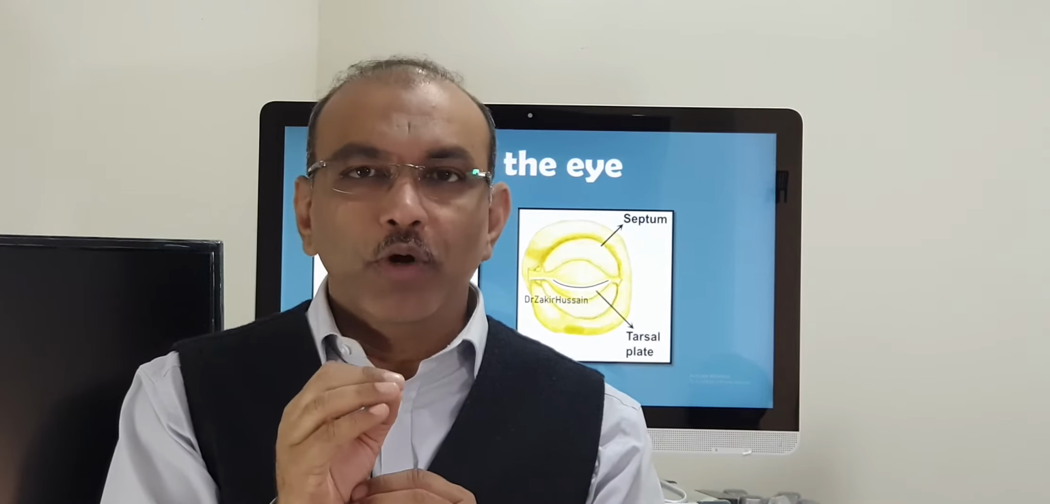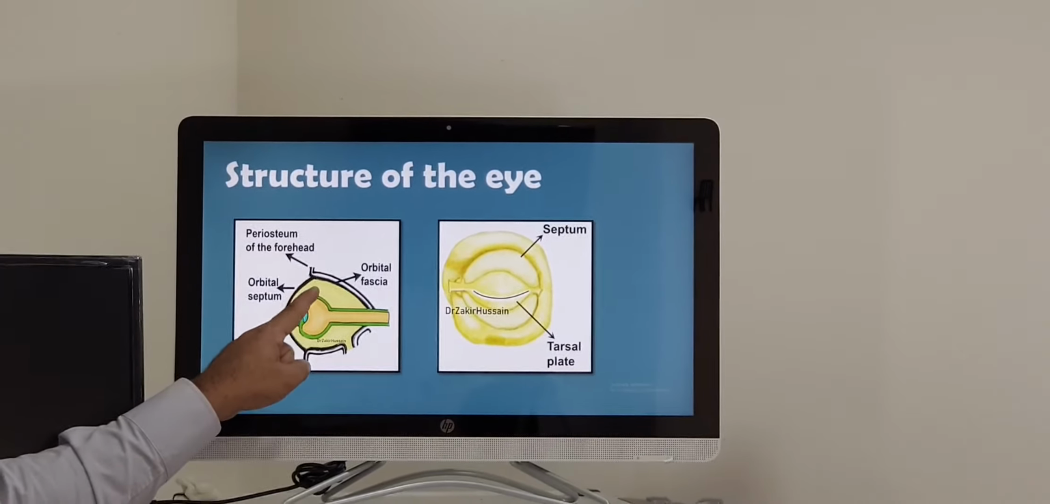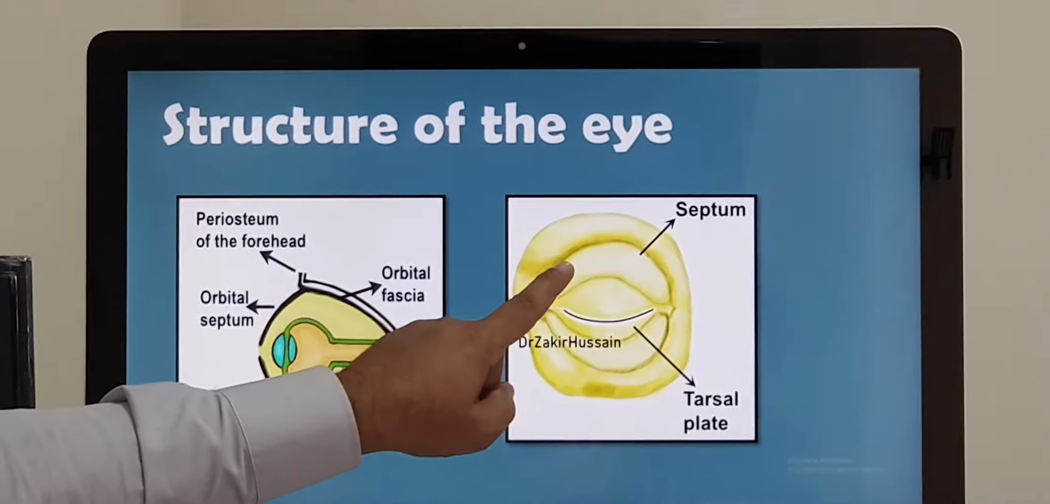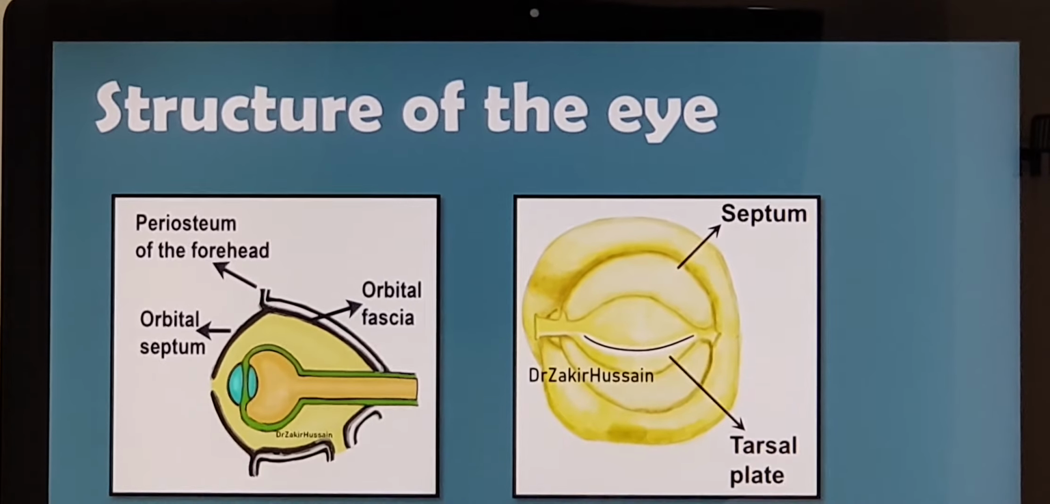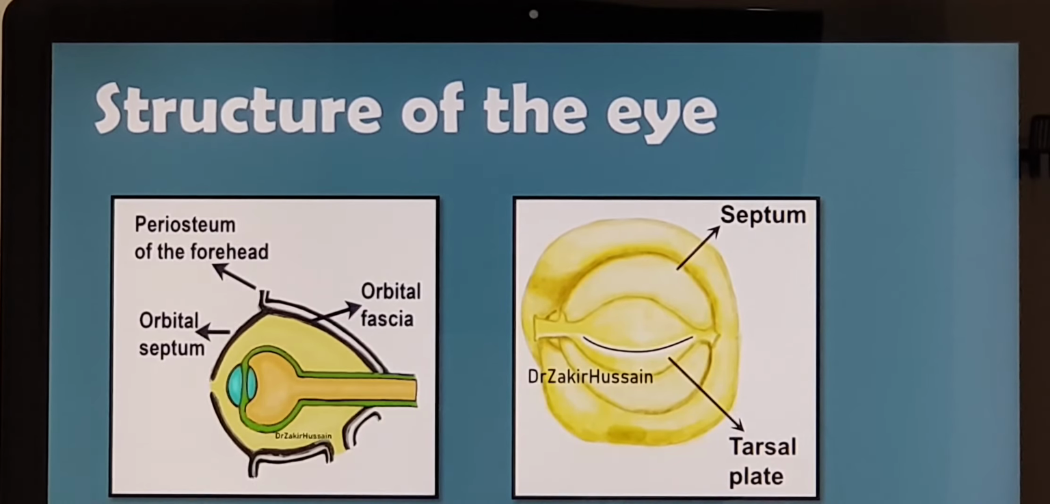This septum is very important. See this picture. This is the periosteum of the forehead. This is the periosteum from inside and the cheek, and it forms the orbital septum. It approaches the eyelid and joins with the tarsal plate. This septum prevents the spread of infection from in front of the septum into the orbit. So any infection seen in front of the septum is called preseptal, and if the infection has spread into the eyeball, which is behind the septum, it is called postseptal.